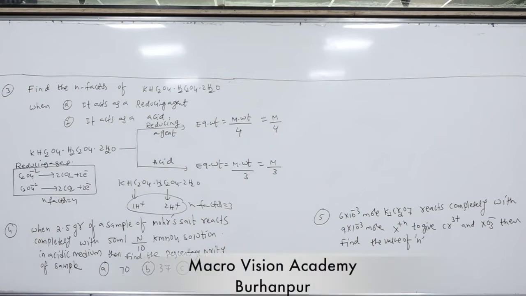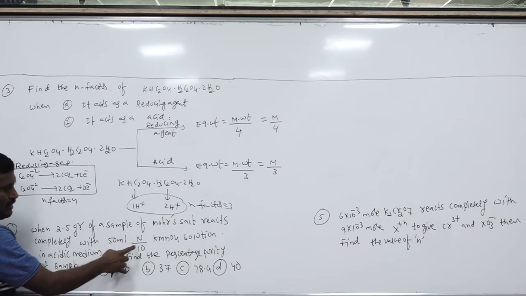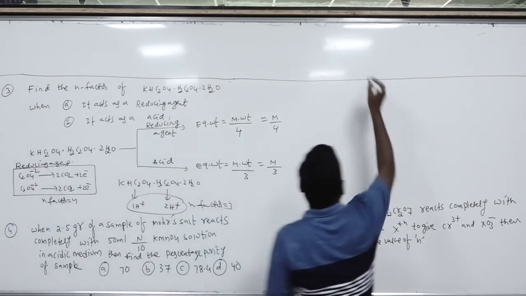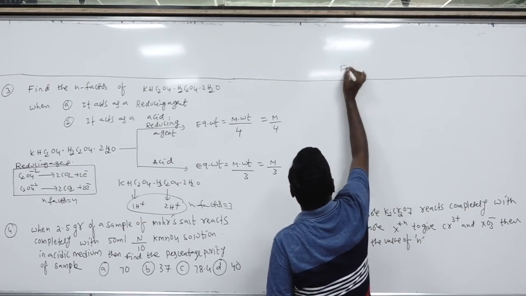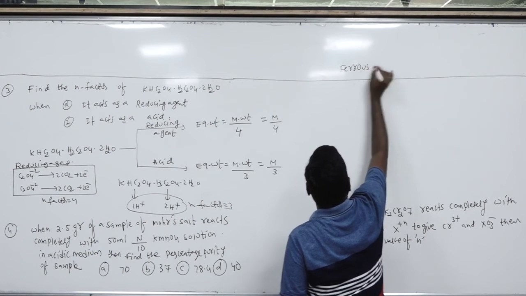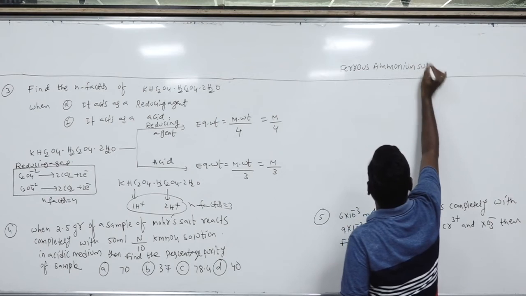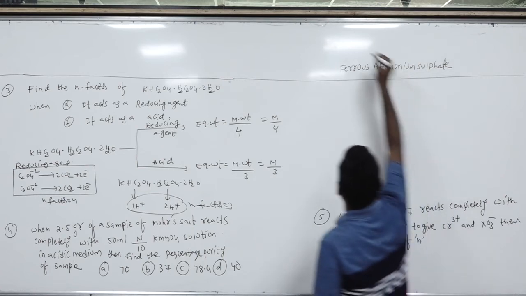Now come to the next question. When 2.5 grams of a sample of Mohr's salt reacts completely with 50 ml of N by 10 normality, 1 by 10 KMnO4 solution in acidic medium, find the percentage purity. First of all, what is Mohr's salt? Ferrous ammonium sulfate is known as Mohr's salt.